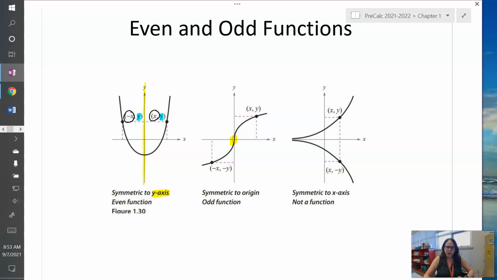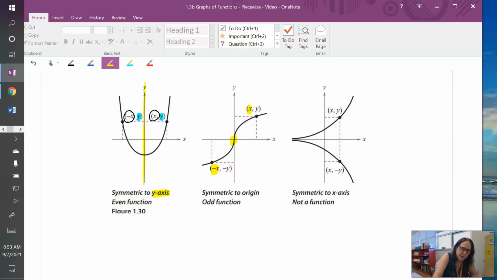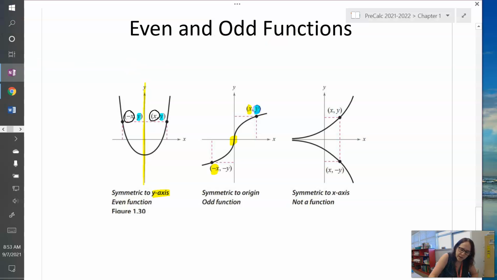And here's how you can check your points. Notice you have an x and a -x there. And then you have a y and a -y. So what you're looking for there is your points, both the x and the y coordinates, are opposites of each other. Last thing to look at is, what if it's symmetric about the x-axis?